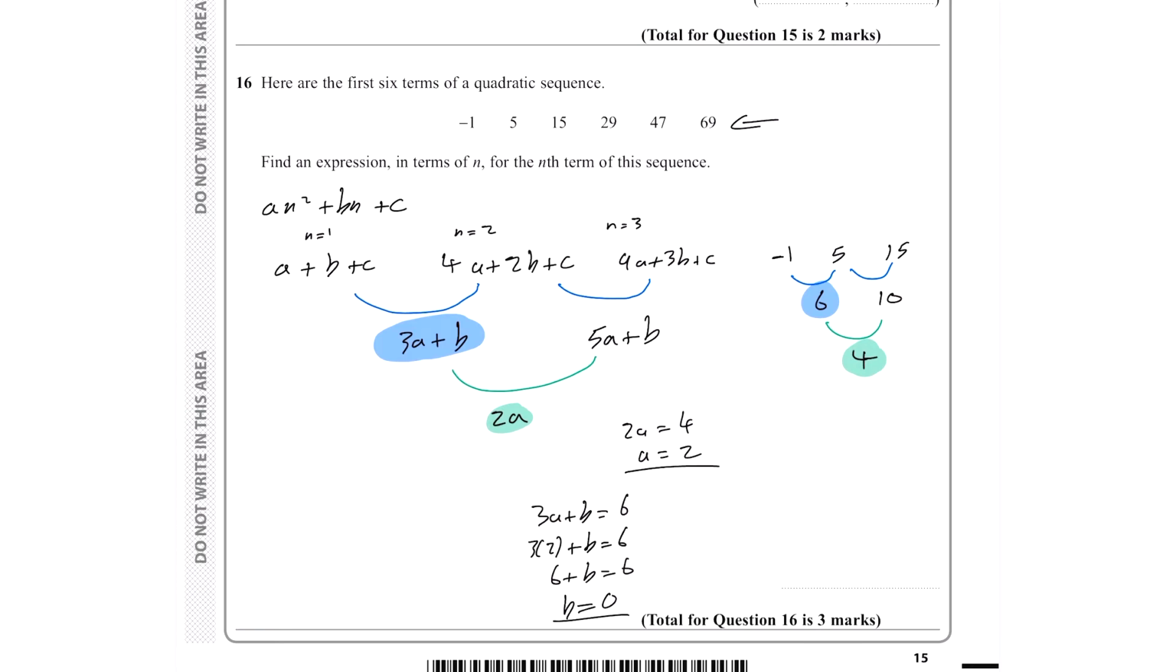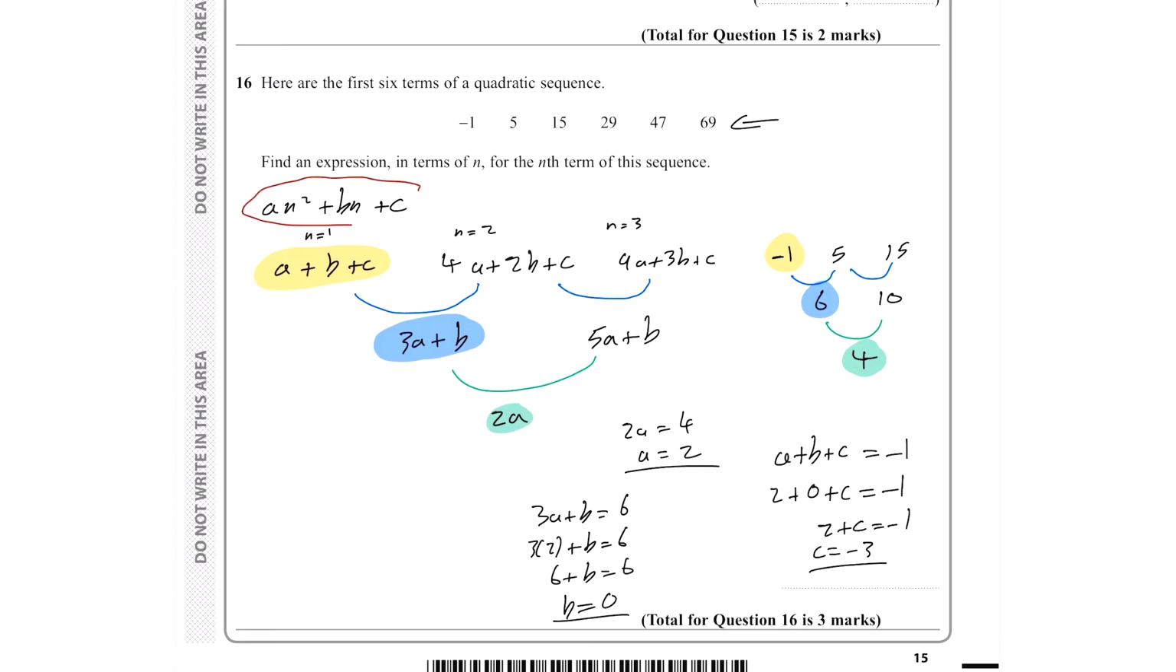And finally, we want to work out c, so we can just go 1 up now. So that's going to be that -1 and this equation right here. So we have a plus b plus c is equal to -1. I know what a is, I know what b is, I haven't worked out what c is yet. So we have 2 plus c is equal to -1, and hopefully you can see here that c must be -3.